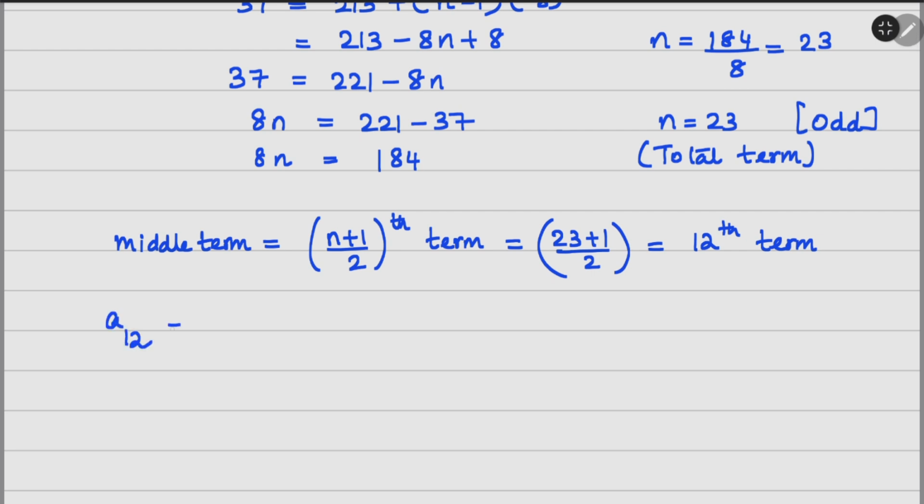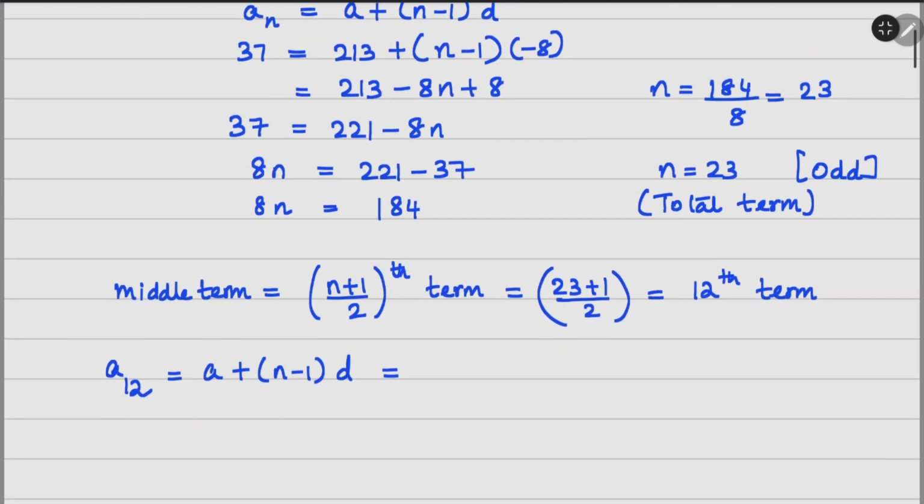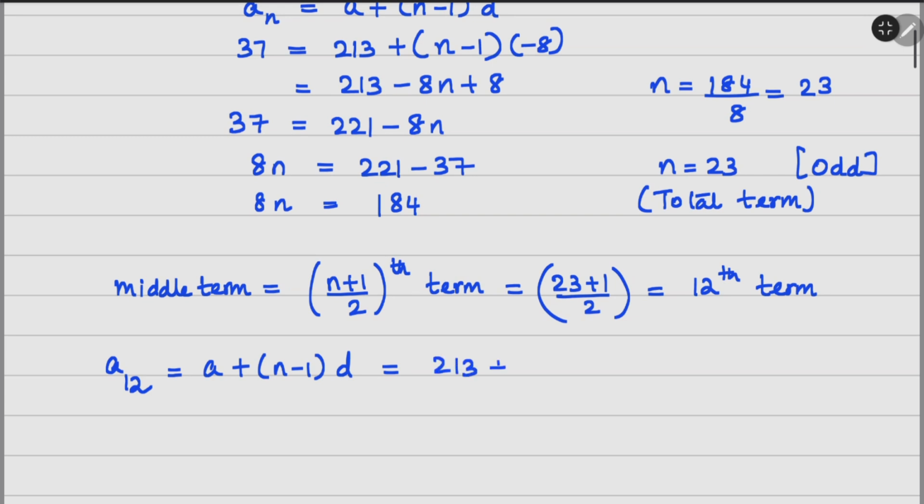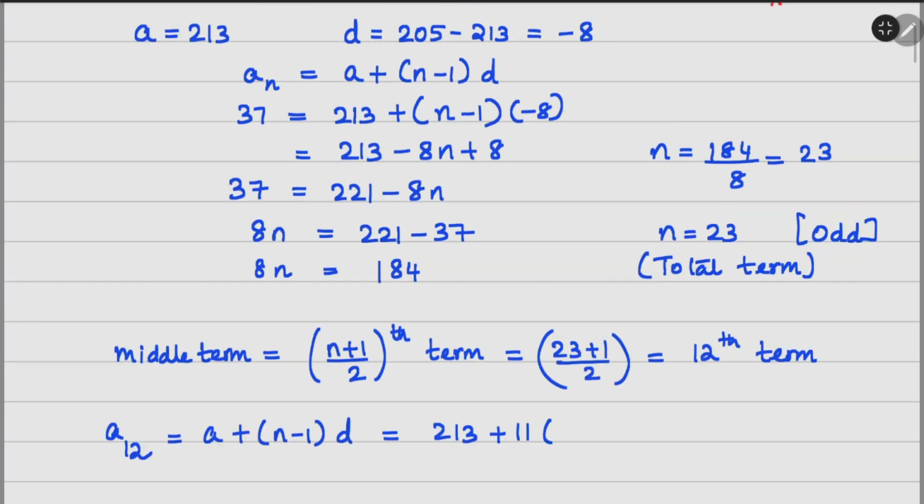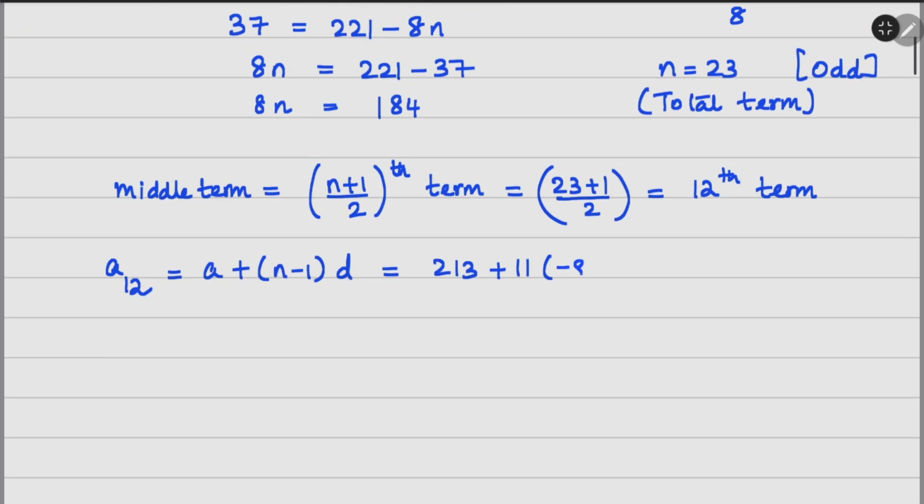A12, the 12th term, will be a plus n minus 1 into d. What is n? n is 12. A is 213 plus, n is 12, so 12 minus 1 is 11, into d, which is minus 8. So this is 213 minus 88, which gives 125. So 125 is your correct answer. 125 will be the 12th term, the middle term.